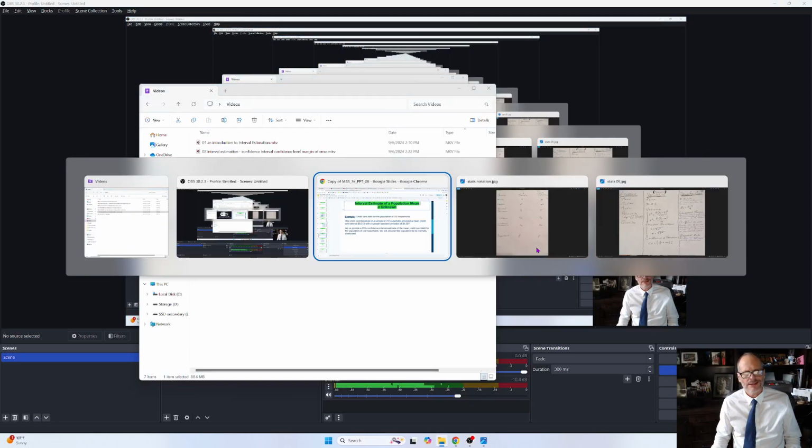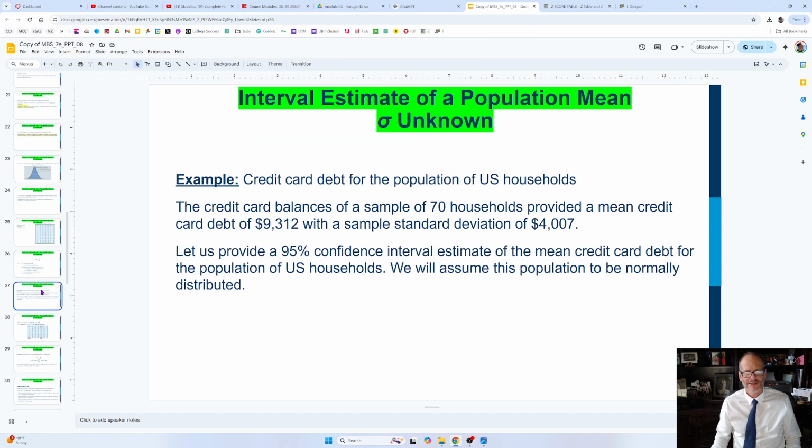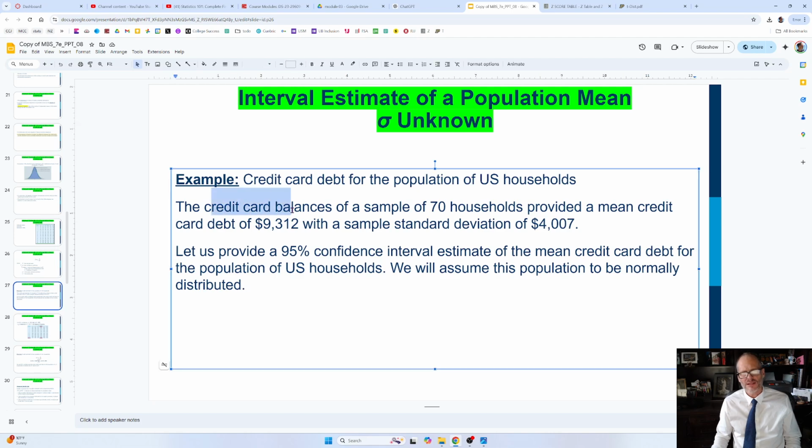Okay, I'm getting delirious on calculus. Or what class is this? See, I'm getting delirious. Credit card for the population of U.S. household. Credit card debt. Credit card balances of a sample of 70 households.